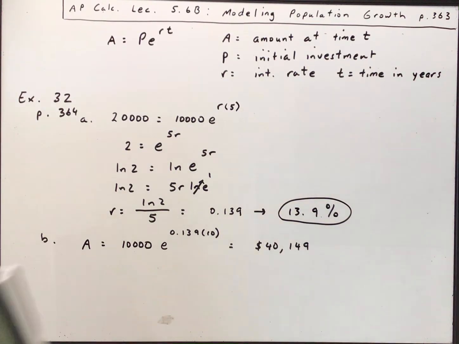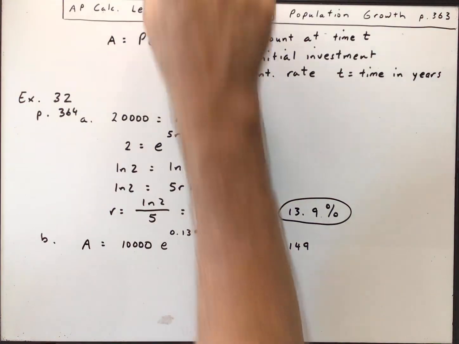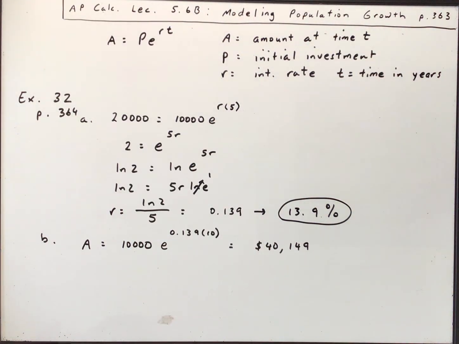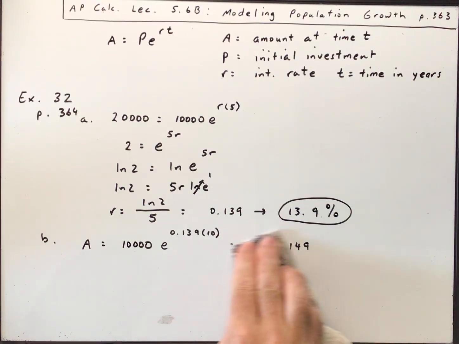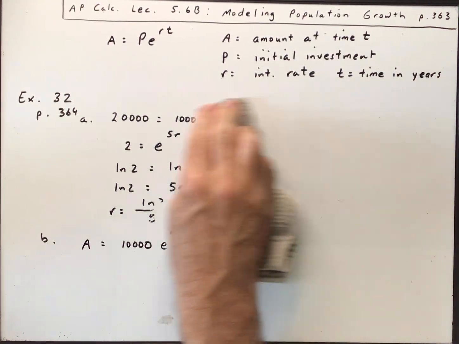Just rounding that a little bit. Okay, one more example, not using the continuous compounding formula. We're just going to use the standard compounding formula.